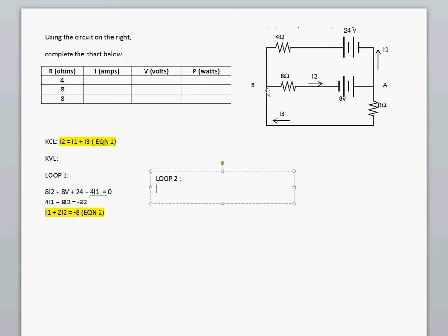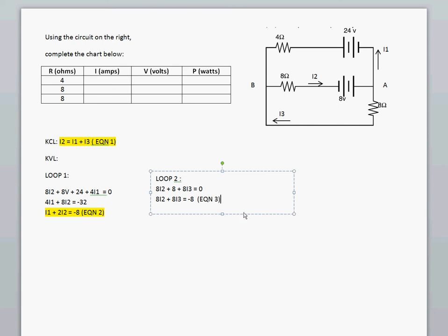Again, I'm going to start at node B, and my current I2 is traveling to the right. Get to node A, it comes down, I3 comes this way, and so we have this motion that we've assumed. So starting at node B, that gives me 8I2 plus 8 volts plus 8I3 equals 0. I can get my knowns on one side and unknowns on the other. That gives me 8I2 plus 8I3 equals negative 8. And this gives me equation number 3.